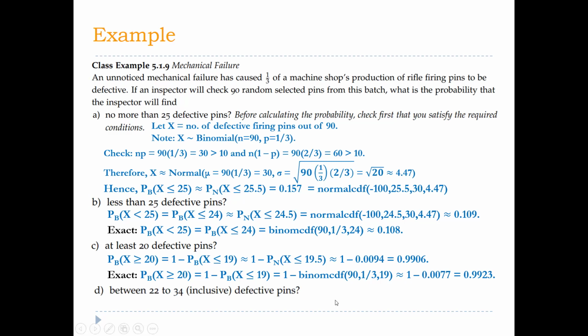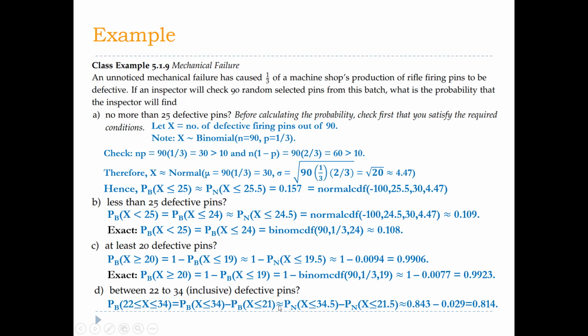So what about letter D? What is the probability that the inspector will find between 22 to 34, inclusive of the endpoints, defective pins? So you want to find the probability that X will be between 22 to 34. Remember, the way we calculate this binomial probability is we get the cumulative probability up to 34, so all the probabilities from 0 to 34, and then we subtract the probabilities that we don't need, which are probabilities from 0 to 21. Take note, it's 21, not 22, okay?